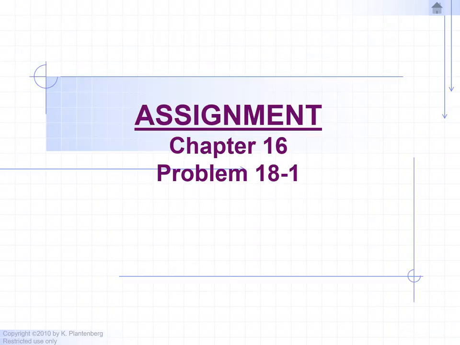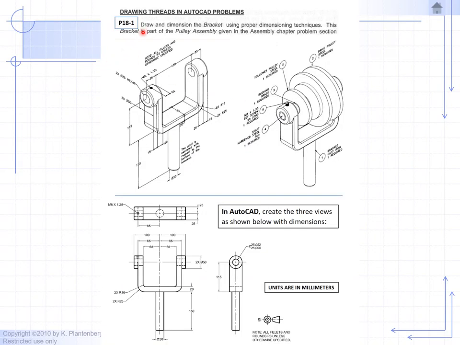All right, for your assignment, even though this is chapter 16, threads using AutoCAD, we're going to do a problem from the back of chapter 18. So we'll be going over chapter 18-1 for your assignment. Next slide. So problem 18-1, draw and dimension the bracket using proper dimensioning techniques. This bracket is part of the pulley assembly given in the assembly chapter problem section.